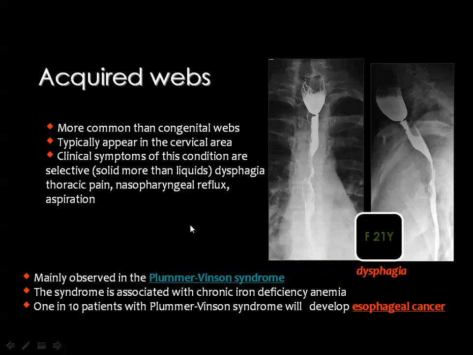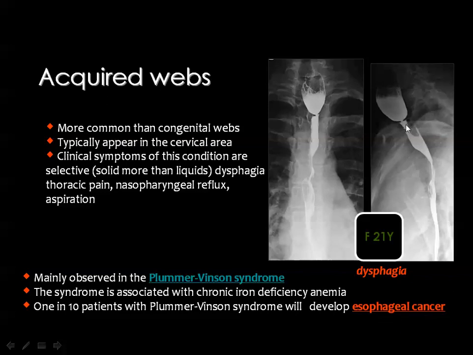These webs are commonly associated with the syndrome known as Plummer-Vinson syndrome. This syndrome is in many cases associated with chronic iron deficiency anemia. And you know that about 10% of the patients with Plummer-Vinson syndrome may develop esophageal cancer.